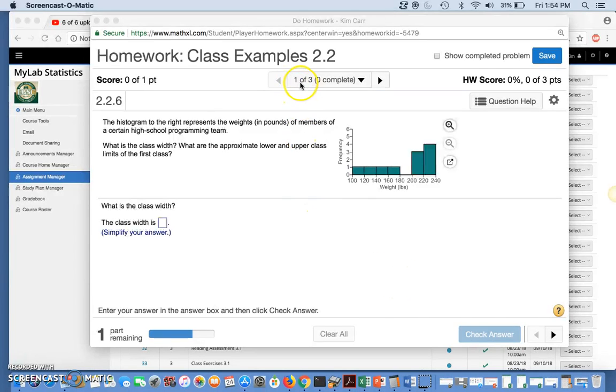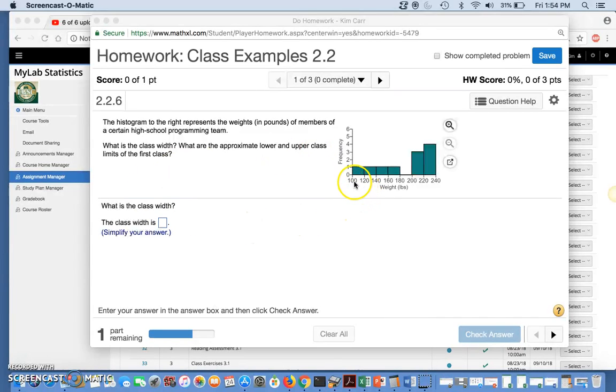Okay, this is problem number 1 of your class examples 2.2. The histogram to the right represents the weight in pounds of members of a certain high school programming team. What is the class width? What are the approximate lower and upper class limits of the first class?